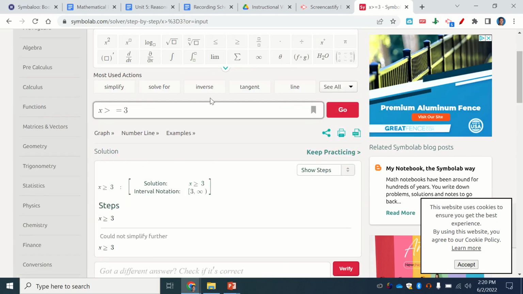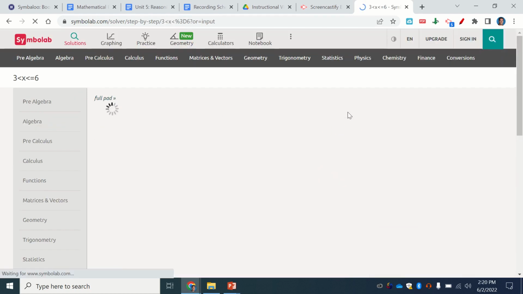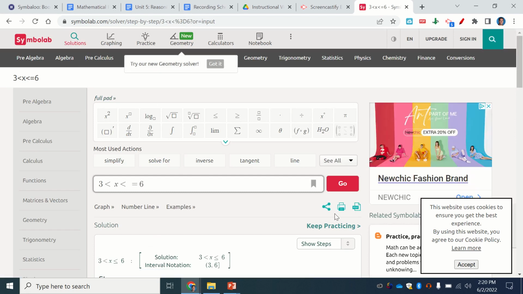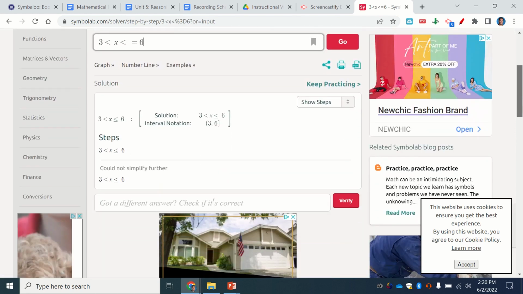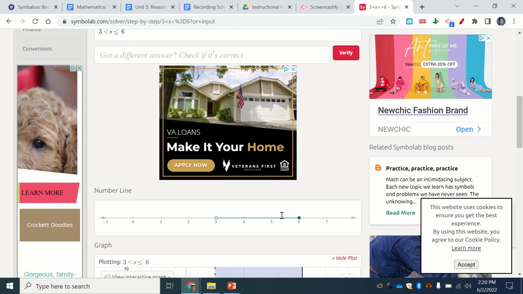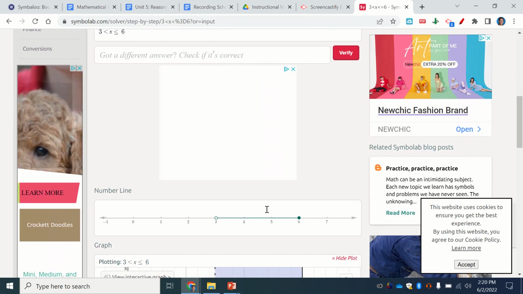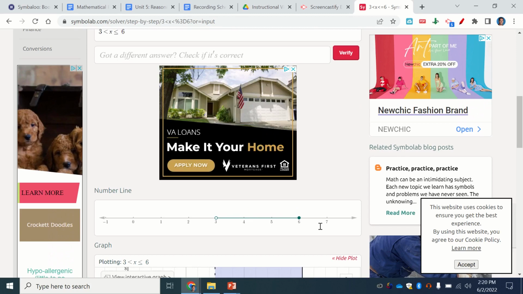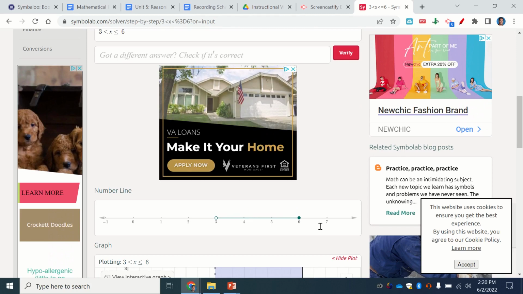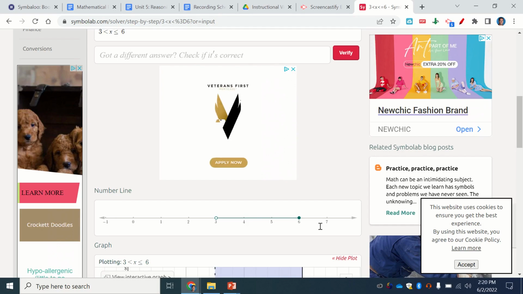Now we could do this in a number of ways. We could also do a compound inequality. So let's say it was 3 is less than x is less than or equal to 6. We go ahead and click Go. It pops up with our solution here. If we scroll down to the number line, now we have an open circle at 3 and a closed circle at 6 and shaded between. So this is how you can use Symbolab to check your work when plotting inequalities on the real number line.